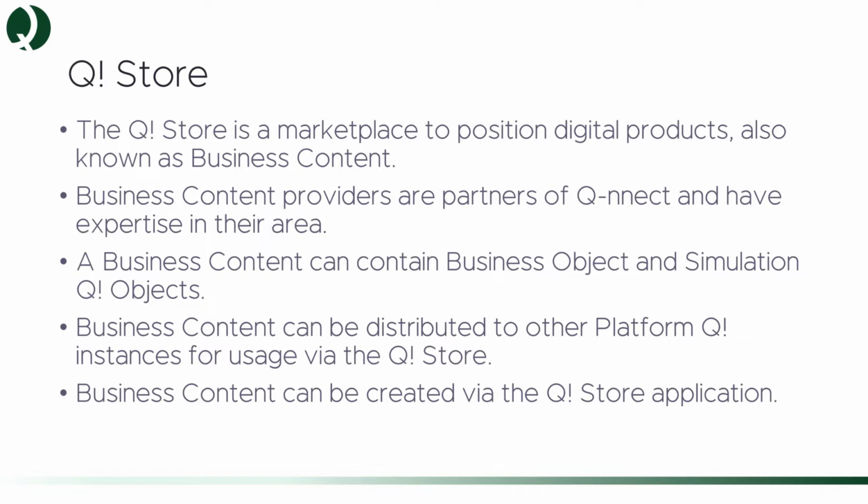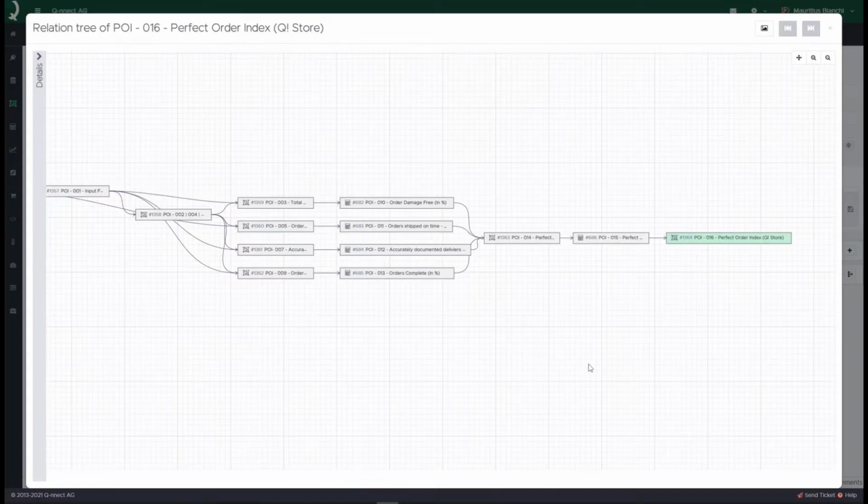Let's jump into Platform Q to create a business content with the Q-store application. In front of you is the relation tree, which represents the perfect order index key performance indicator. The perfect order index is a compilation score which measures the result of each of the four major components in the supply chain management field.